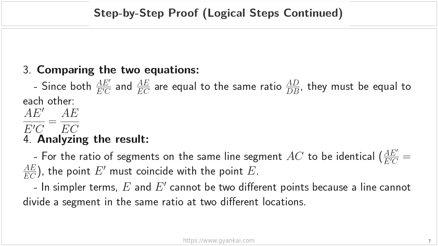Look closely at the line segment AC. We are looking at two different points, E and E prime, both dividing the segment AC into the exact same proportion. Now, think about this logically. Is it possible for two different points on the same line to divide that line into the same ratio? The answer is no. For these two ratios to be identical, the point E prime must actually coincide with, or be the exact same point as, point E. In simpler terms, E and E prime cannot be two different locations. They must be one and the same. This realization is the key that allows us to reach our final conclusion in the next slide.